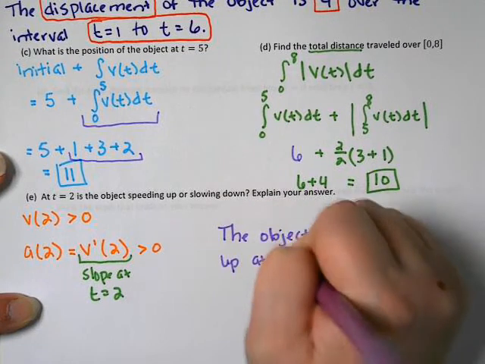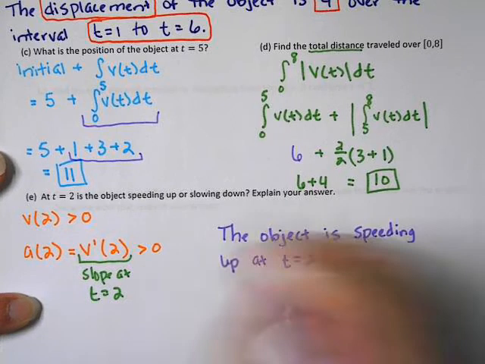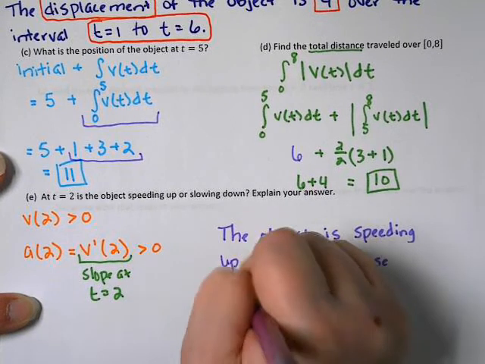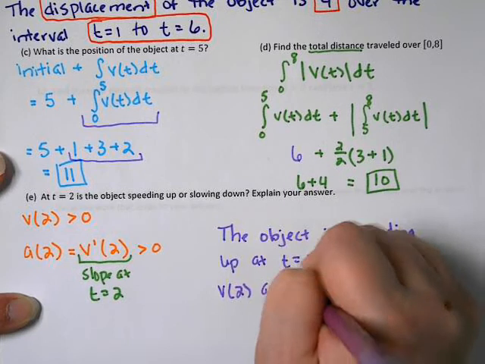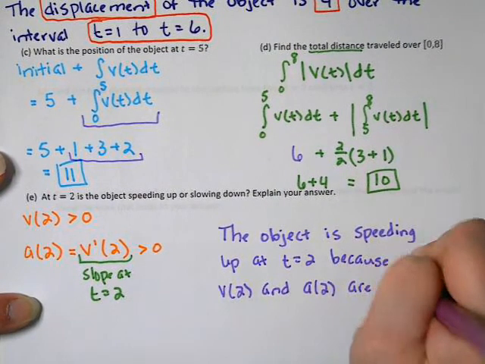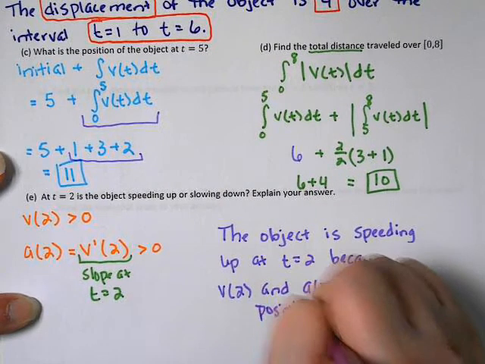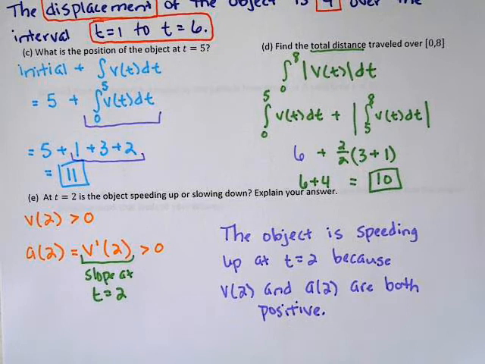At t equals 2 because v of 2 and a of 2 are both positive. You could also say that v of 2 and a of 2 have the same sign. However you want to word that is fine.